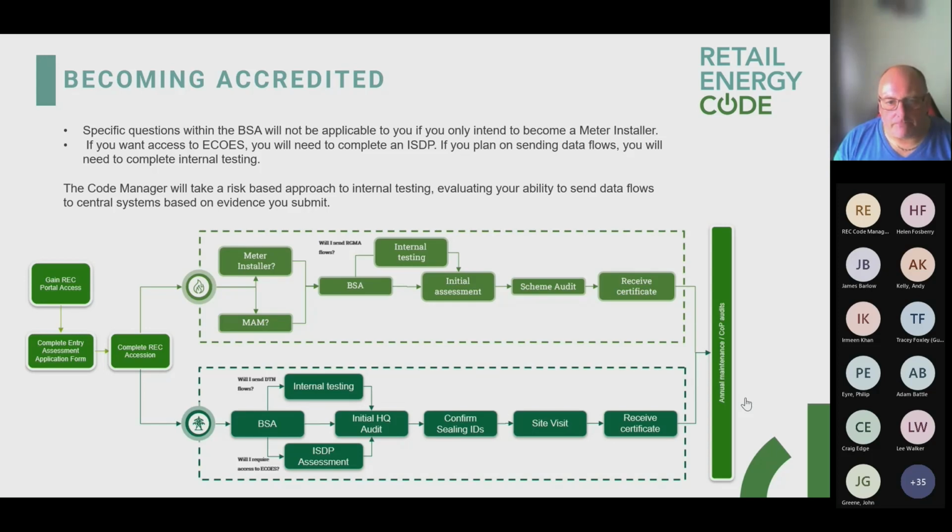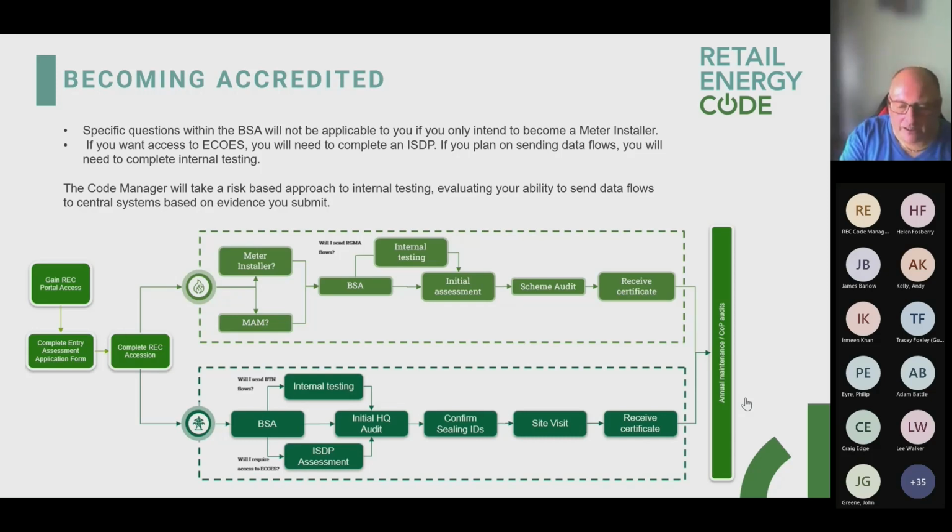The initial assessment tends to be a desktop exercise. What happens with the desktop exercise is that they will run through all the documentation and information that you've sent, and then it will go out. If you are going to be physically working on site with installers and things like that, they will then arrange for a scheme audit. And it's only on successful completion of that that you actually receive your certification. So that's how the gas works.